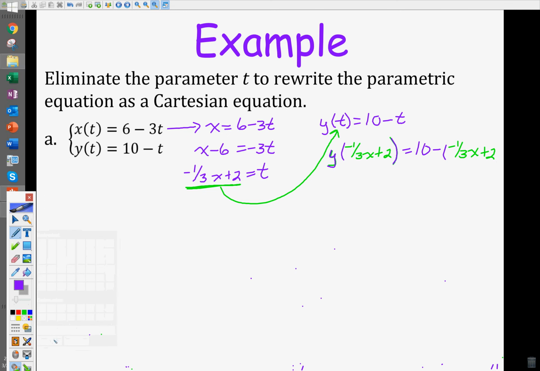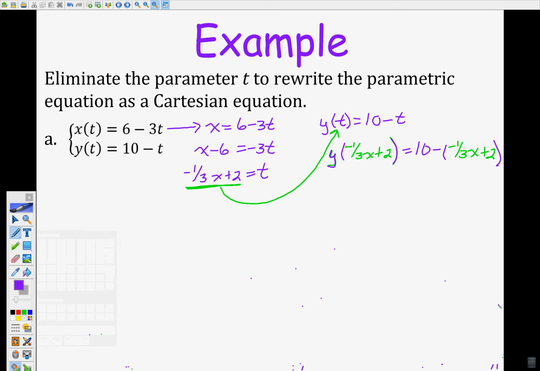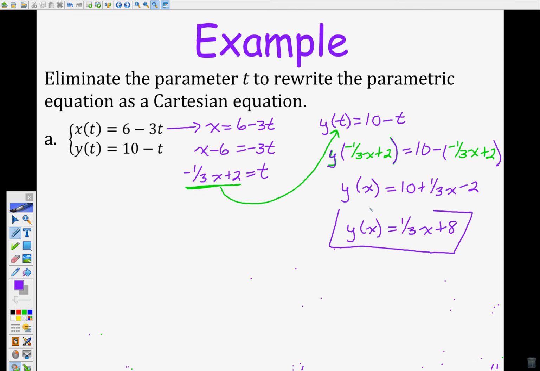So I've now changed this. We are now no longer a function of time. We are a function of x. And that gives me, let's see, the double negative gives me 10 plus 1/3 x. And if I distribute the negative, it gives me minus 2. So my final equation is y of x is equal to 1/3 x plus 8. And that is my final answer.